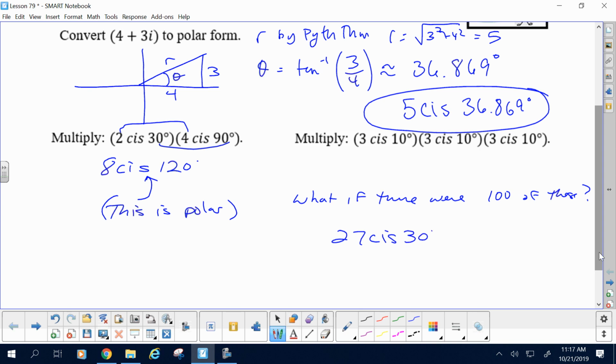So my question is, what if instead of being 3 of those, you can see they're all the same now? Okay. What if there were 100? 3 to the hundredth, because you would multiply all the 3's together, so it would be 3 to the 100th. And what about the angle? Would you multiply times 100? So it would be 10 degrees times 100, yeah? All right, that's de Moivre's theorem that you just did.